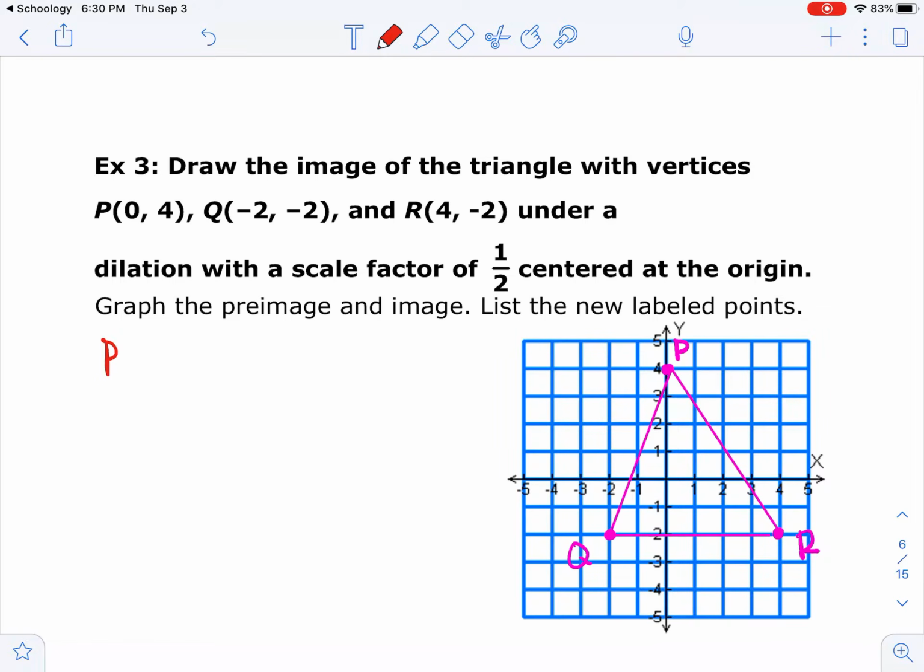Remember, multiplying by a half is the same thing as taking a half or dividing by 2. So half of 0 is still 0, half of 4 is 2. Q. Half of negative 2 is negative 1. Half of 4 is 2, half of negative 2 is negative 1. So there's my new points, 0, 2, P prime. Negative 1, Q prime. 2, negative 1, R prime. Connect those points, and there is your dilation.